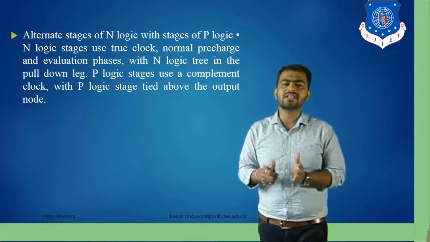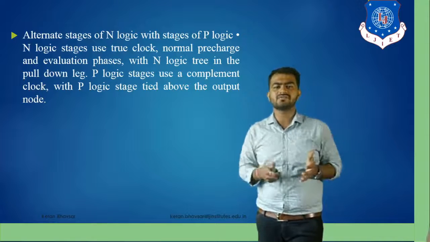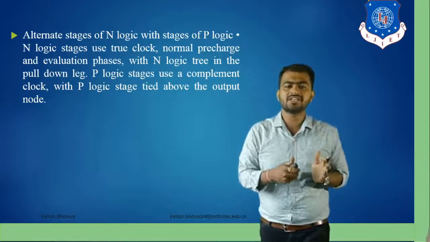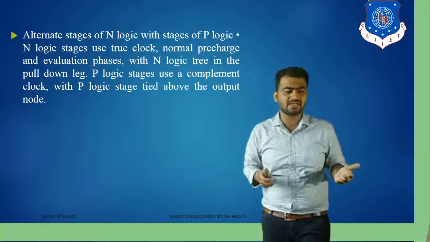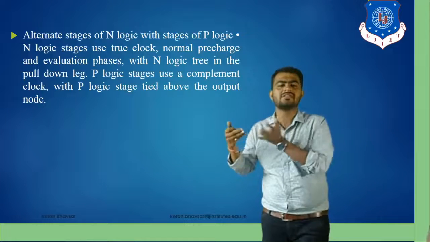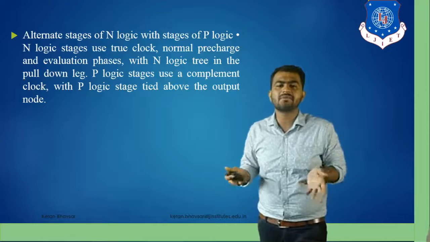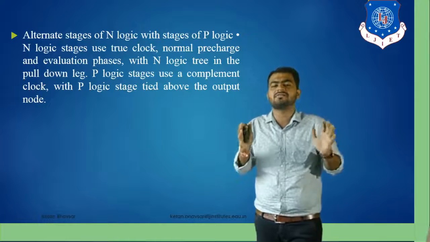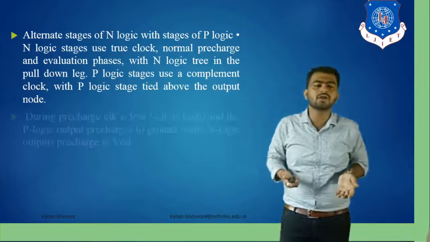So the AND logic stage uses the true clock and normally discharges, enabling the process when the AND logic tree is in the pull down leg. The P logic stage uses the complementary clock, because ultimately, as I already told you, if one block is working with the rising edge, then another block is definitely working on the negative edge, because ultimately the inverter is connected, and because of that reason we cannot face the racing problem, or we can say the overlapping issue. It can be easily solved.